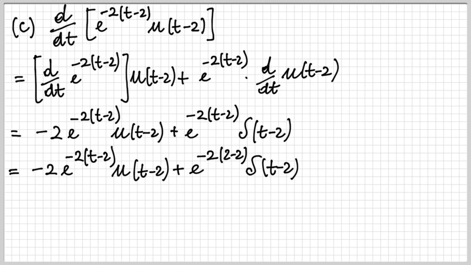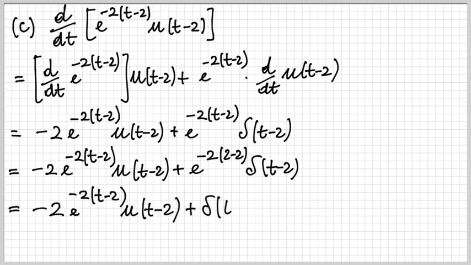I evaluate the exponential at t equal 2, and finally I obtain this compact expression where the first term is minus 2 e to minus 2t minus 2 u of t minus 2, and the second term is simply a delta centered at 2 because the exponential evaluated at t equal 2 returns 1.